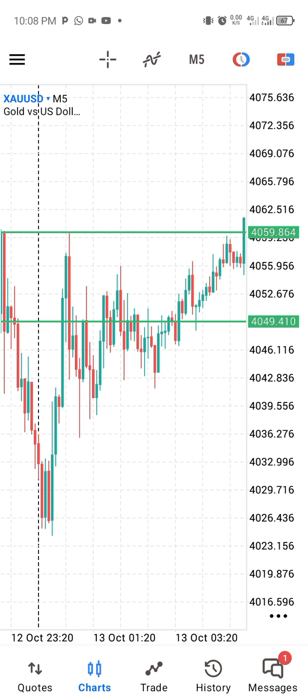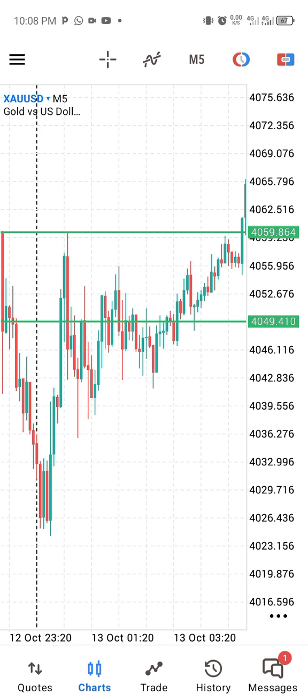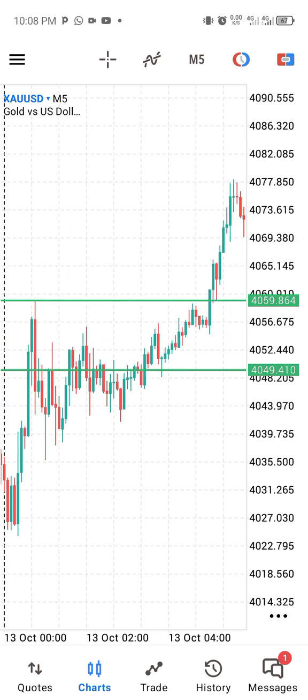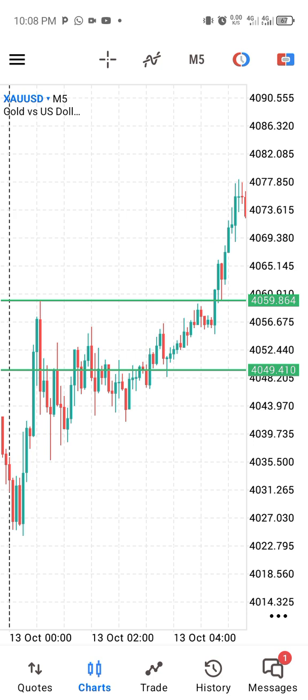Now, looking at this market, you can see that the market is actually bullish, moving to the upside. Just looking at it, you can see that the market is very bullish. So if I want to trade now, the market structure is bullish. What I will be doing is just looking for an opportunity to be buying the market.